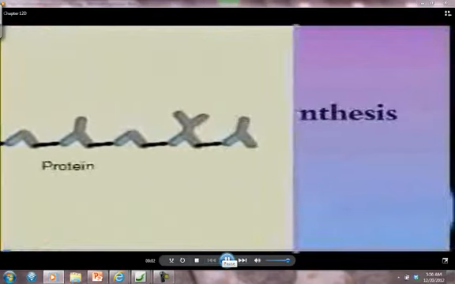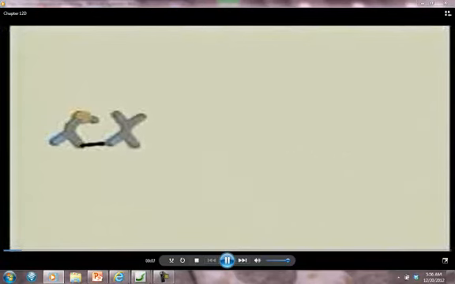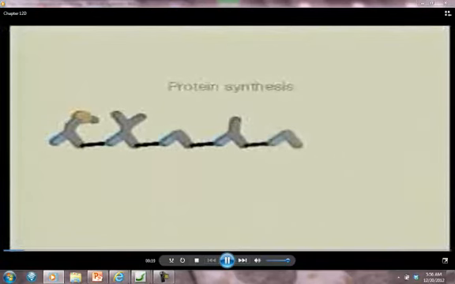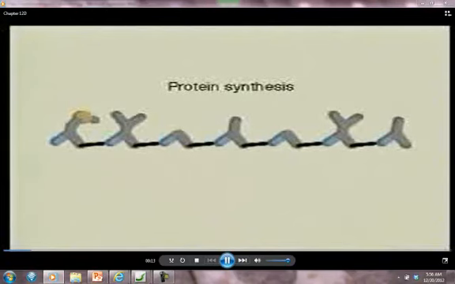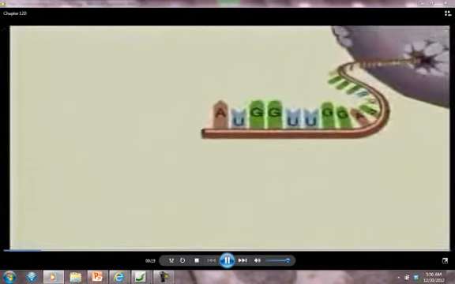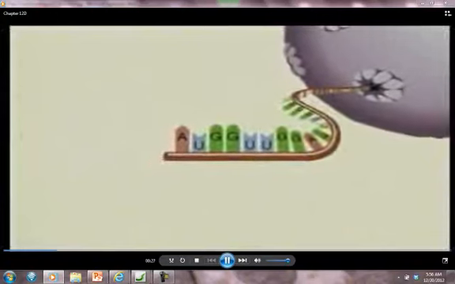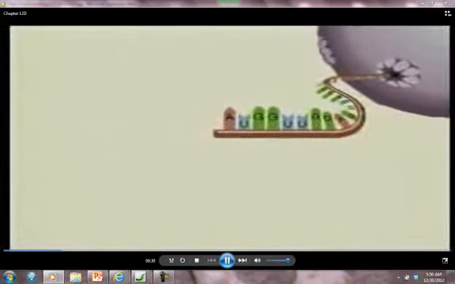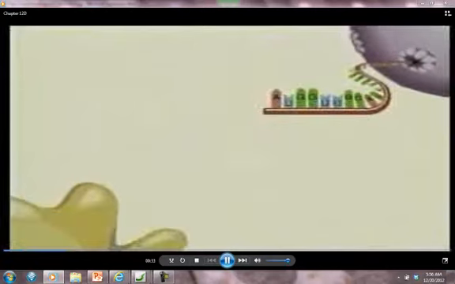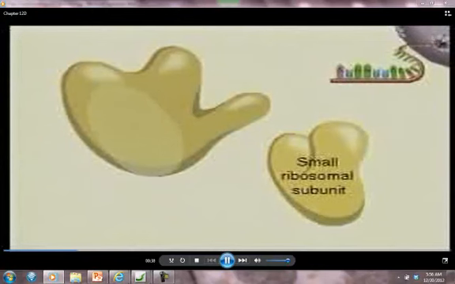A protein is a chain of amino acids. The process of linking amino acids together to make a protein is called protein synthesis. Protein synthesis occurs in a cell's cytoplasm. mRNA leaves the nucleus through a nuclear pore after it is transcribed from DNA. The assembly of protein in the cytoplasm takes place on ribosomes. Ribosomes consist of two subunits, a small ribosomal subunit and a large ribosomal subunit.